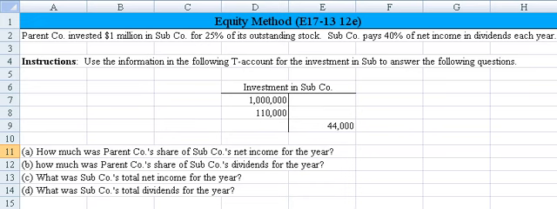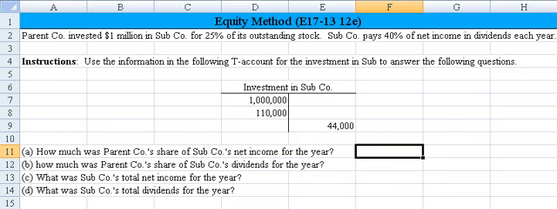And I should have pronounced that T account, not T accounts, because there's only one. Okay, so what we see is we've got, looks like a beginning balance of 1 million, an increase of 110,000, and a decrease of 44,000. Now let's tackle the questions, and we'll just solve them right here.